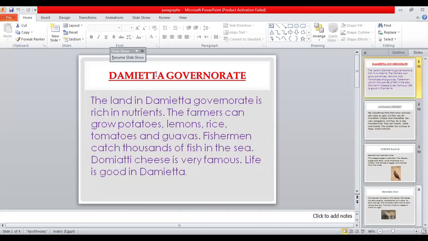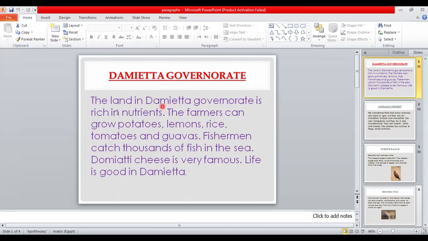Here we have a topic about Dumyat governorate. The land in Dumyat governorate is rich in nutrients. The farmers can grow potatoes, lemons, rice, tomatoes, and guavas. Fishermen catch thousands of fish in the sea. Dumyat cheese is very famous. Life is good in Dumyat. This is the kind of paragraph that I would like you to know.